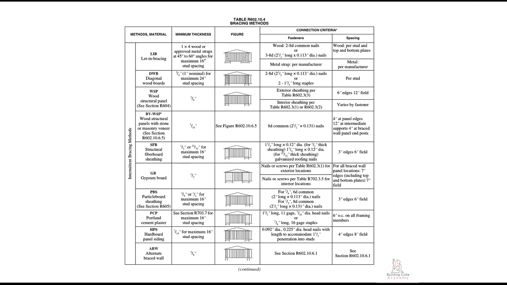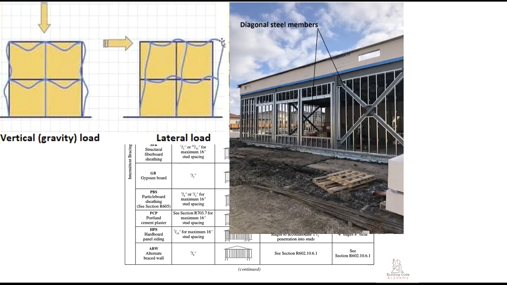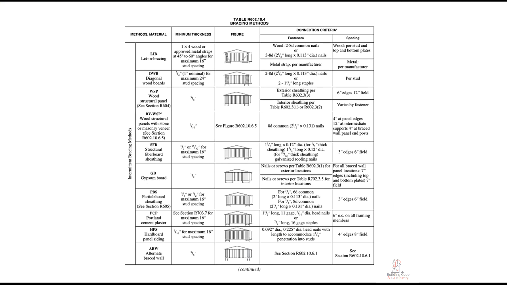Table R602.10.4. Bracing methods. The primary function of bracing is to provide stability and resist lateral loads, either from diagonal steel members or from a concrete core. For bracing frames, beams and columns are designed only to support vertical load, since the bracing system should carry all lateral loads. In Table R602.10.4, fasteners type and spacing of materials being used for bracing are depicted. Depending on bracing methods and material thickness, there would be different connection criteria, fastening size, and spacing.